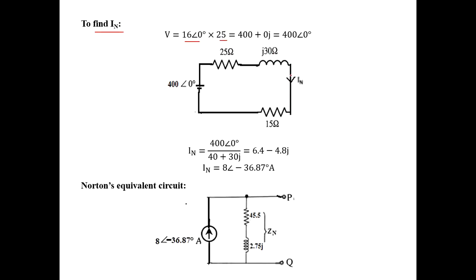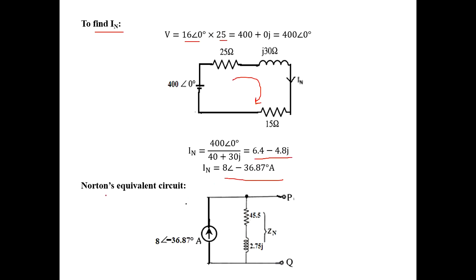This is IN. Here we have to find the Norton current. This is one loop. Easily we can find the Norton current using Ohm's law. I equals V by R. This is the V value. The R value is 25 plus 15 plus J30. The value is 6.4 minus 4.8J. This is the rectangular value. This is the polar value.